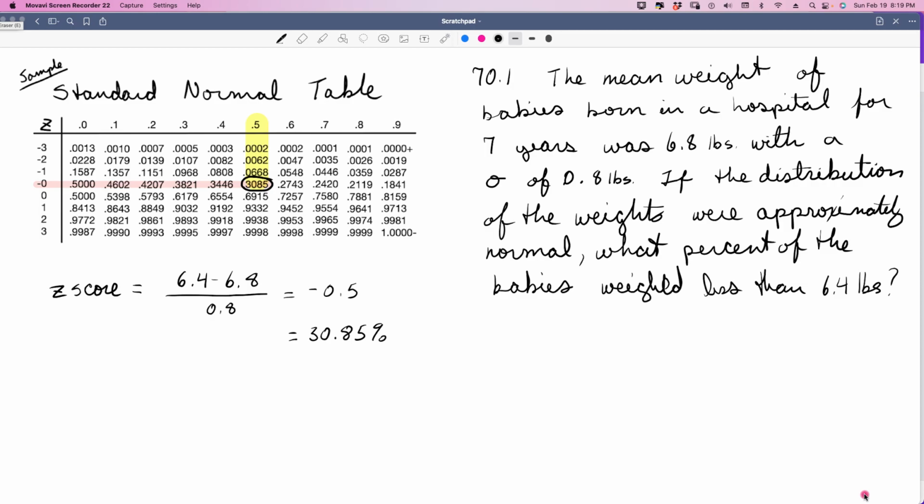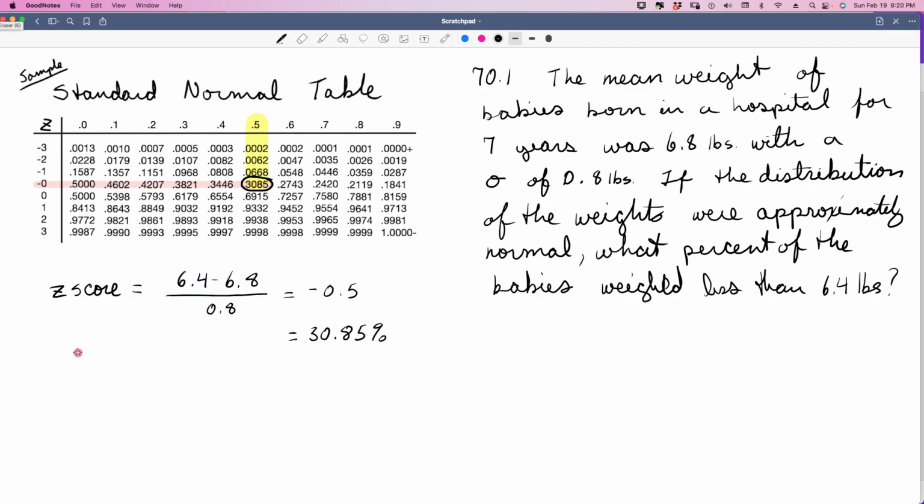The mean weight of babies born in a hospital for 7 years was 6.8 pounds with a standard deviation of 0.8 pounds. If the distribution of the weights were approximately normal, what percent of the babies weighed less than 6.4 pounds? So 6.4 is going to be our sample, or the number that we're looking for, right? That's our sample set. So we would put that number in first.